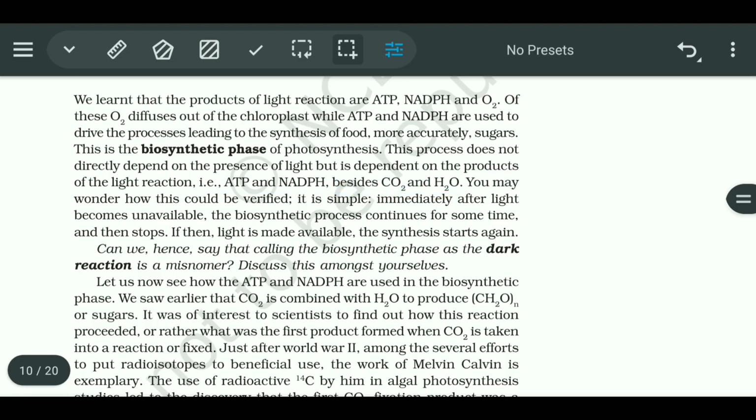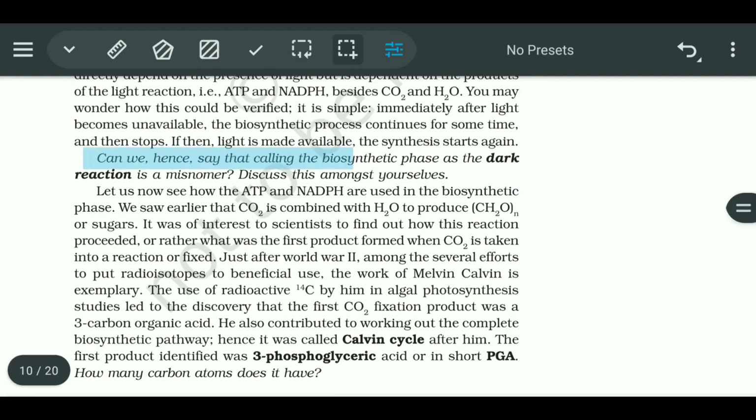You may wonder how this could be verified. It is simple. Immediately after light becomes unavailable, the biosynthetic process continues for some time and then stops. If light is then made available, the synthesis starts again. Can we hence say that calling the biosynthetic phase the dark reaction is a misnomer? Discuss amongst yourselves. Let us now see how the ATP and NADPH are used in the biosynthetic phase.